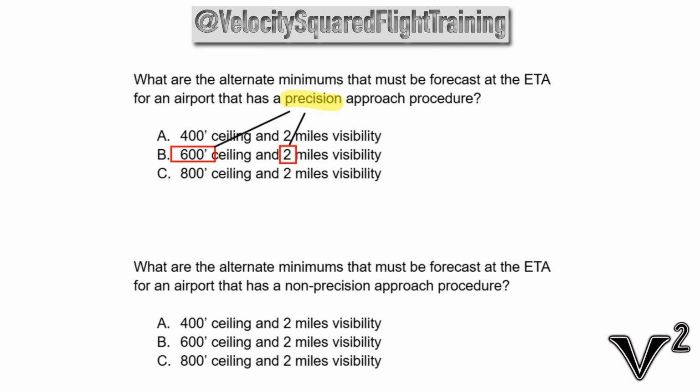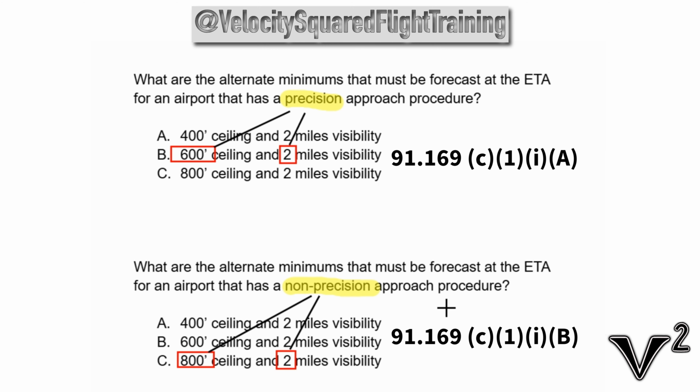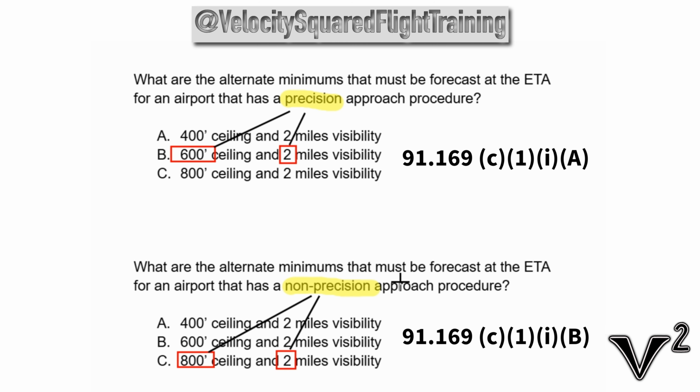Now, if you see non-precision, so that's the next one. Same exact question. What are the alternate minimums that must be forecast at the ETA for an airport that has a non-precision approach procedure? So if it has non-precision, then it's 800-2. Okay. If you want the information from this, where the regulation actually comes from, 91.169. It's going to have the information. Okay. So precision 600-2, non-precision 800-2.